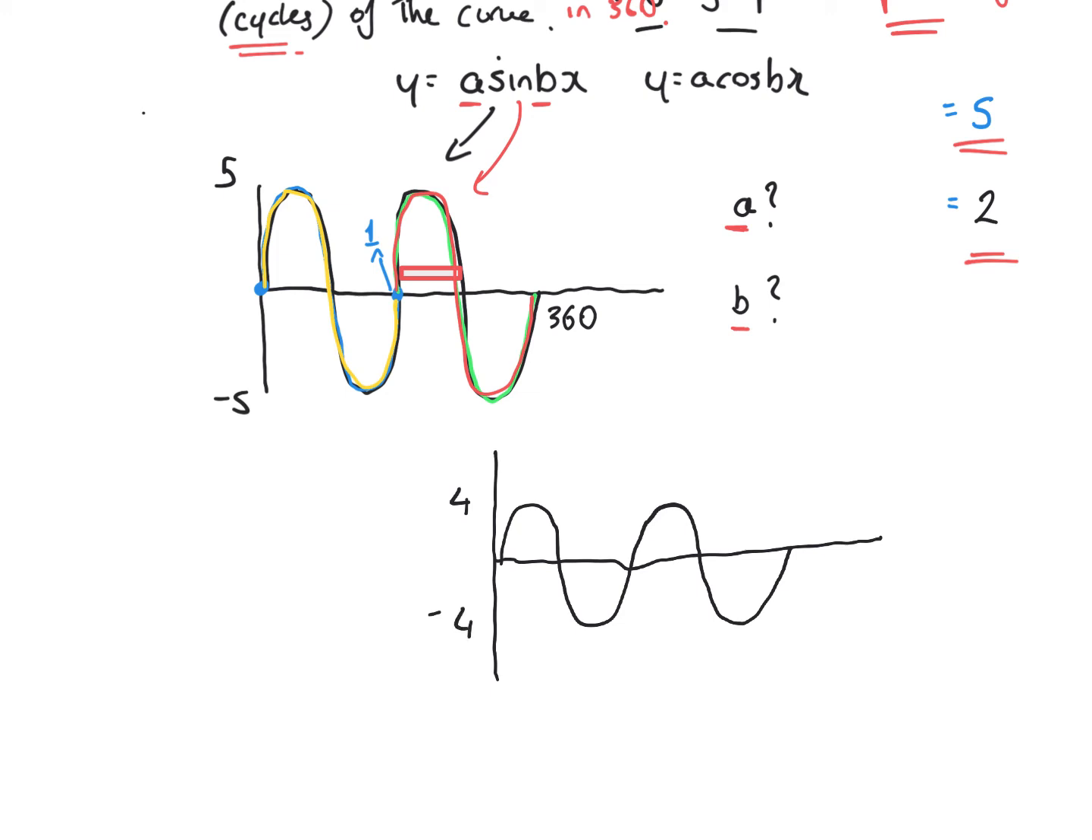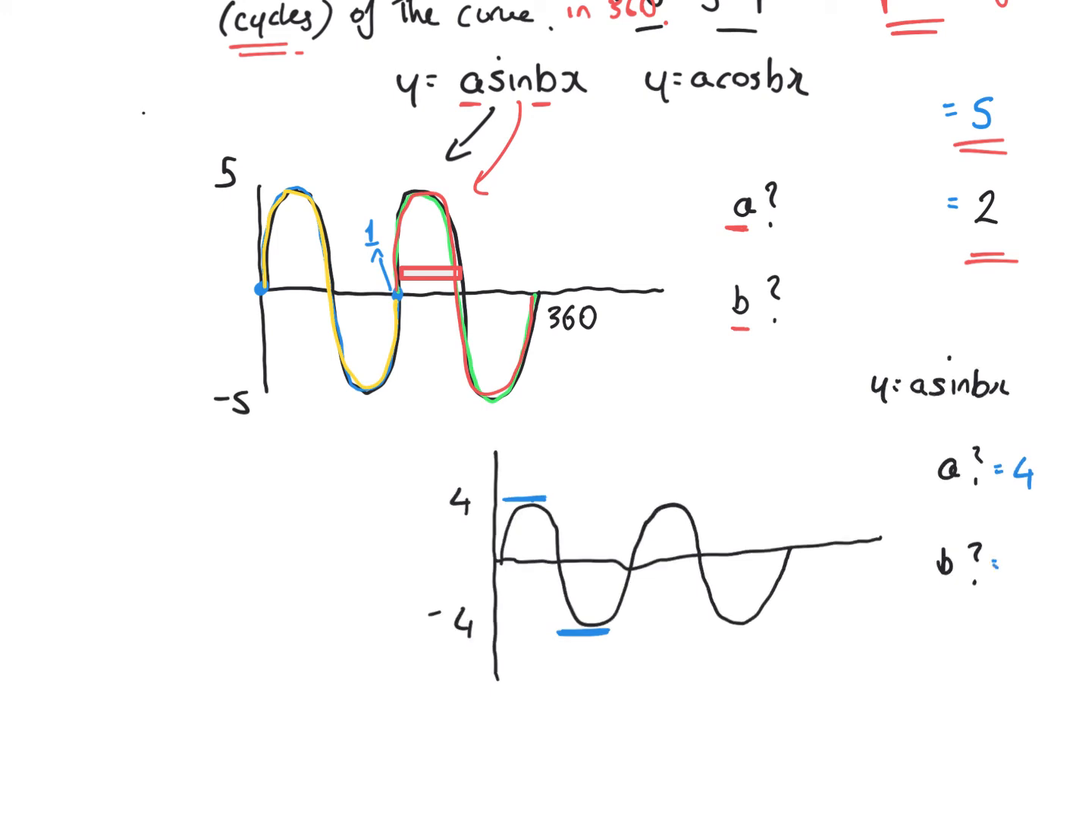Okay, we're told that the curve is of the form a sine bx. We need to find a and we need to find b. The curve goes up to 4 and down to -4. That's a total height of 8. Half that to get my amplitude, and the amplitude is equal to 4.